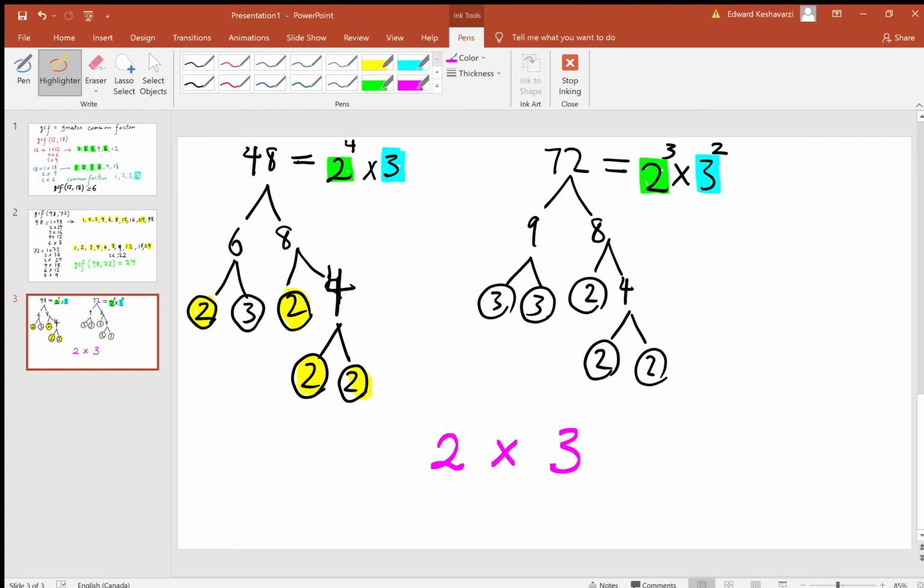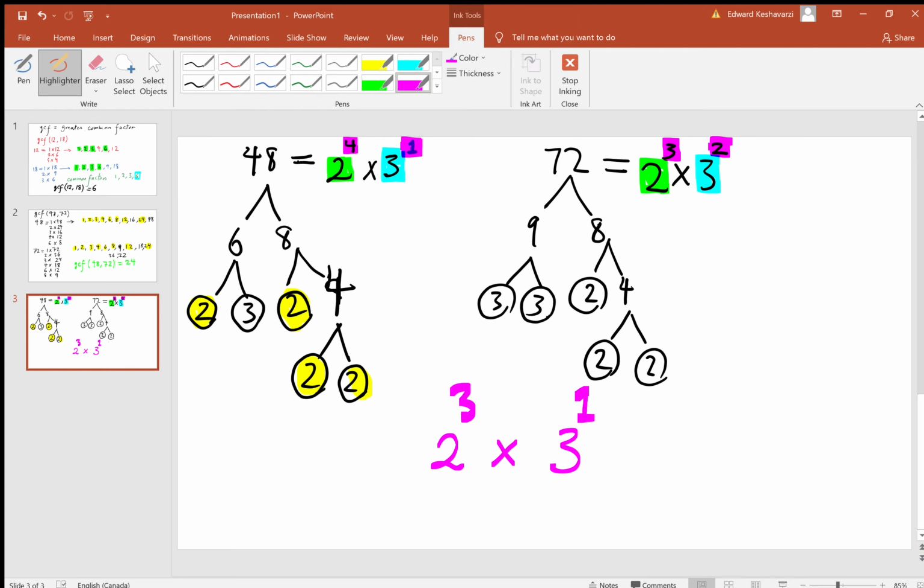For example, what does that mean? Look, here the exponent of 2 is 4, and here the exponent of 2 is 3. So I'm going to choose the lowest one, which is 3. The exponent of 3 here is 1. When you can't see anything here, it's an invisible 1. And the exponent of the 3 here is 2. So which one is the lowest? Obviously 1. Therefore, I'm going to write here 1.